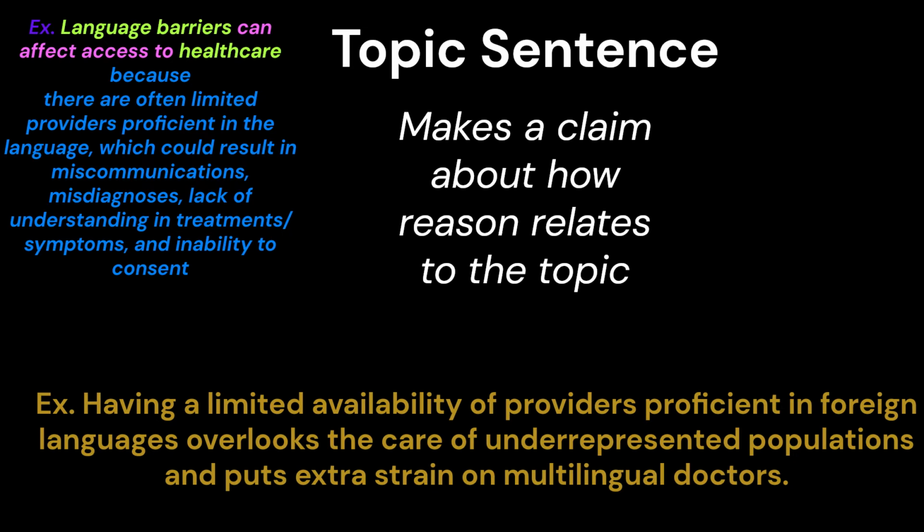Looking back at the example I gave earlier, here's a sample topic sentence. Having a limited availability of providers proficient in foreign languages overlooks the care of underrepresented populations and puts extra strain on multilingual doctors. I have the thesis in the corner there, so you can see how the first prong of my thesis, the first reason, is that there are limited providers proficient in the language, and that's one way that a language barrier can affect access to healthcare, and I reiterate that idea in the topic sentence.